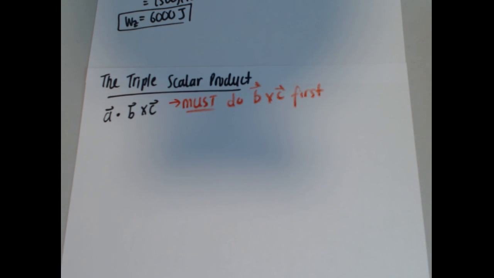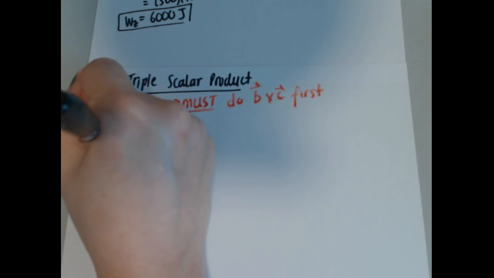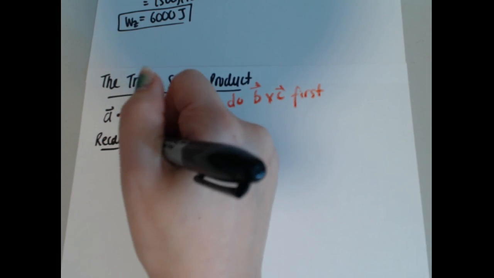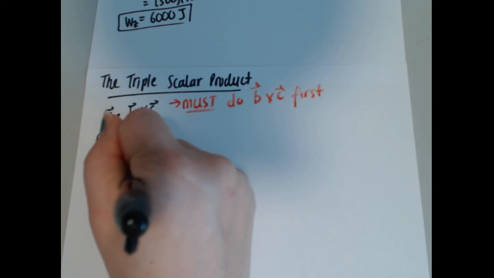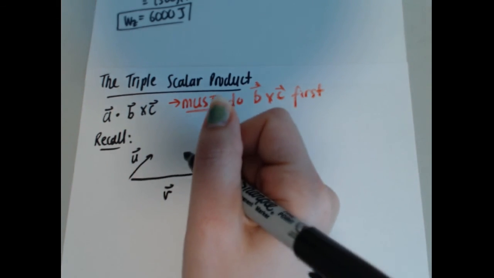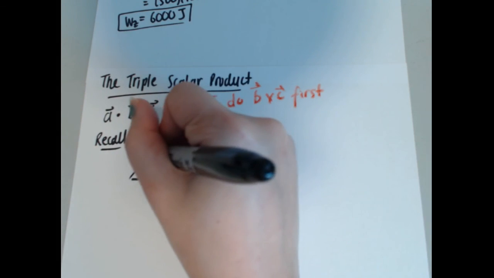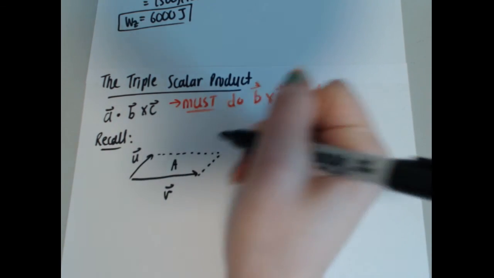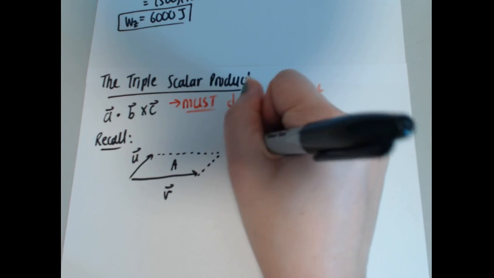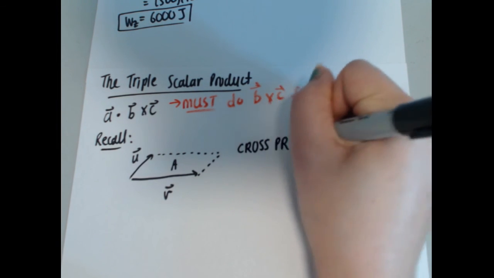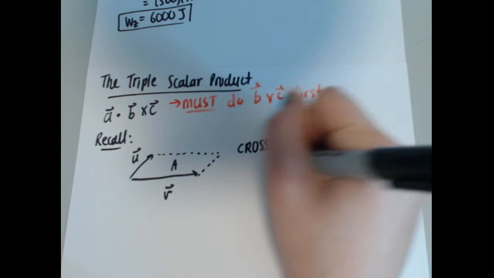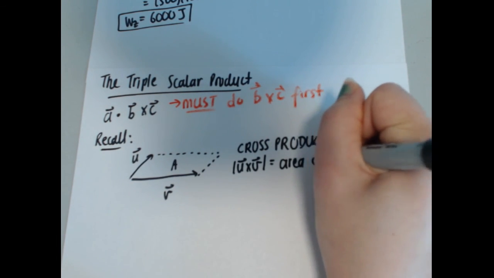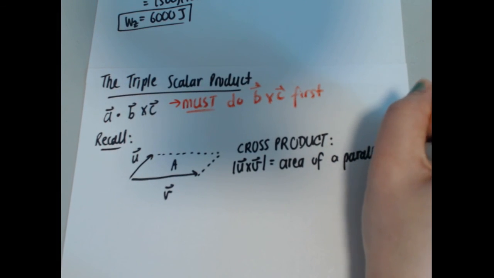Okay, so what does this even represent? Well, I want to remind you of something. Recall in the last lesson, what we saw was that if you take the cross product of 2 vectors, so let's say I have U and V, if I arrange them tail to tail, the cross product represents the area of a parallelogram. So the parallelogram you get by arranging the vectors tail to tail. So here we have cross product. So the magnitude of the cross product was the area of a parallelogram.